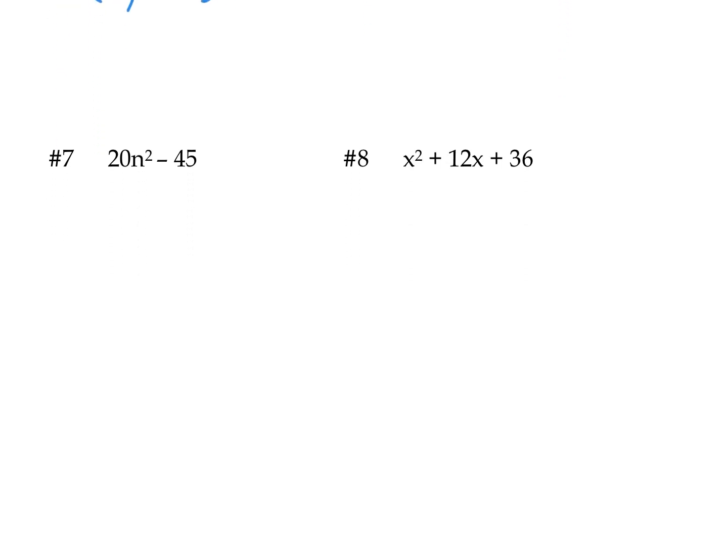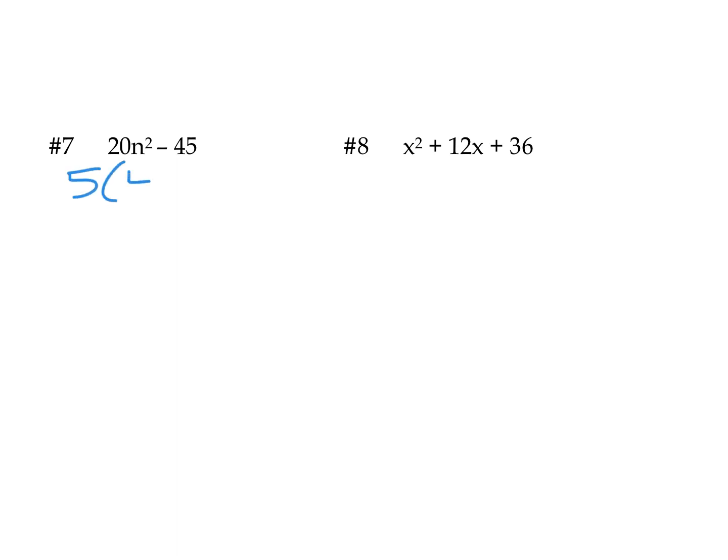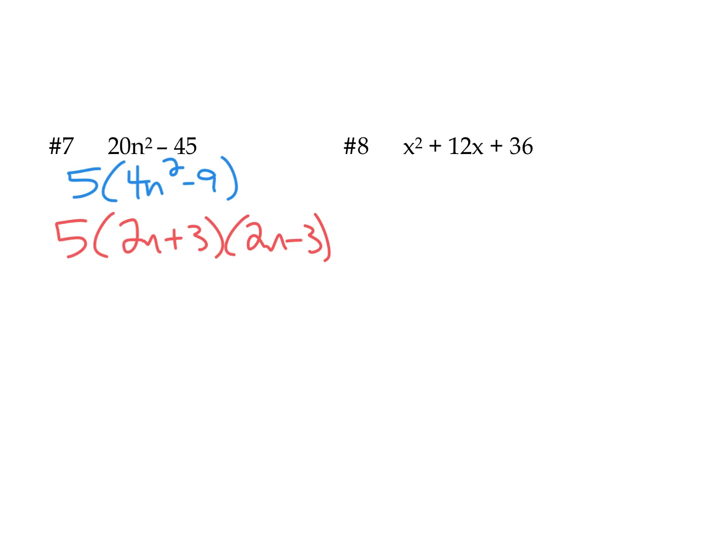All right, on number 7, I do have a greatest common factor here. The greatest common factor of these is 5. So I factor out a 5, and then I have 4n squared minus 9. Now I want to see if what's in parentheses can be factored further, and it can. So since it can, I want to do that. The 5 stays a 5, and I have 2n plus 3 and 2n minus 3. That's a difference of squares, one of our special patterns.